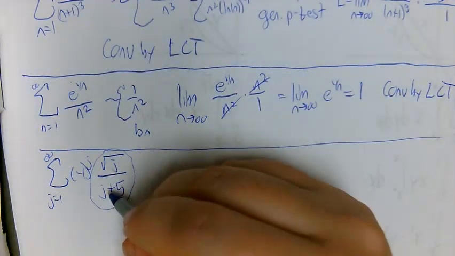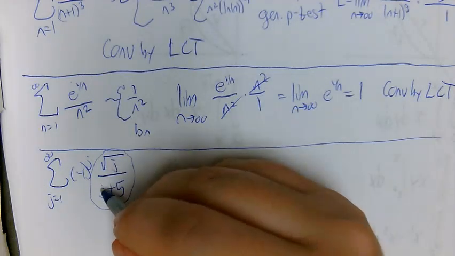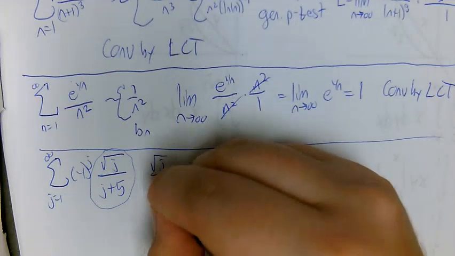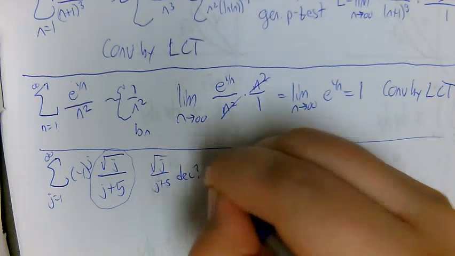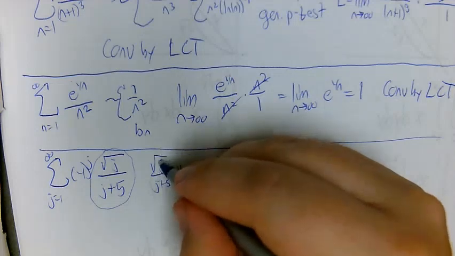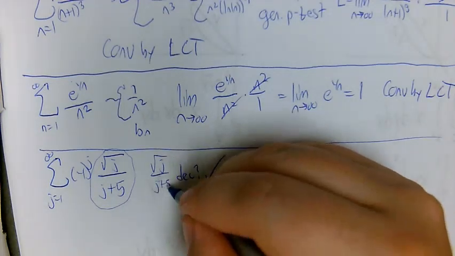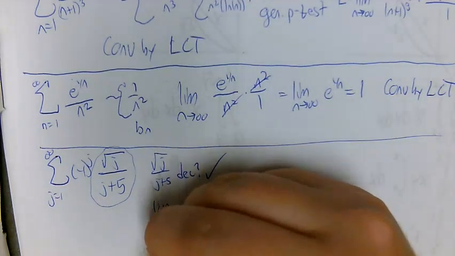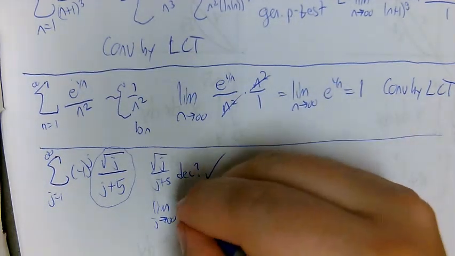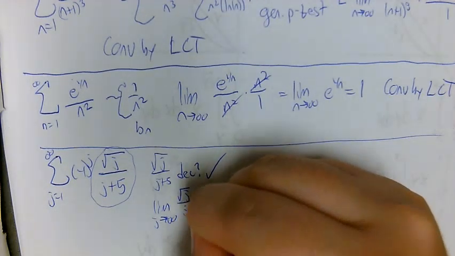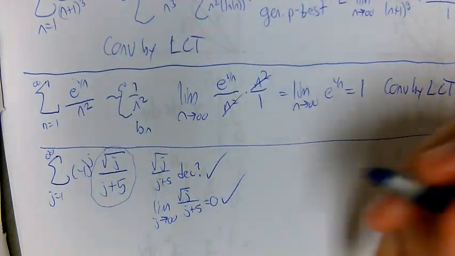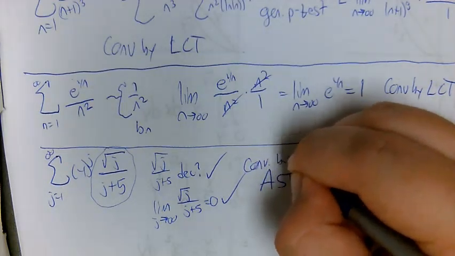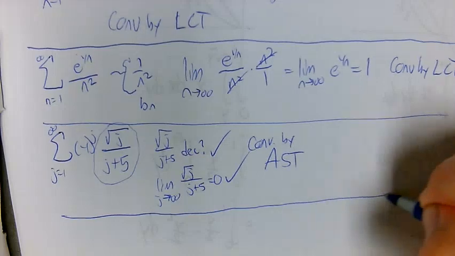And I suspect this is going to go to 0 because we have a square root over just a linear term. So is this decreasing? Well, yes, it is, because we have a square root and then a linear term on the bottom, and linear terms go to infinity faster than square roots. And for that same reason, if we look at the limit as j goes to infinity of this, we end up getting 0. So that's our other criterion for the alternating series test. This is going to converge by the AST.